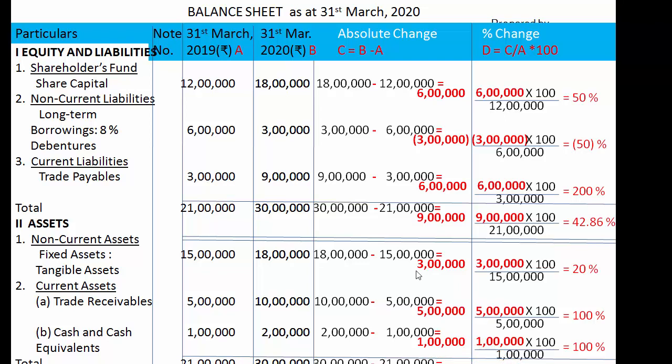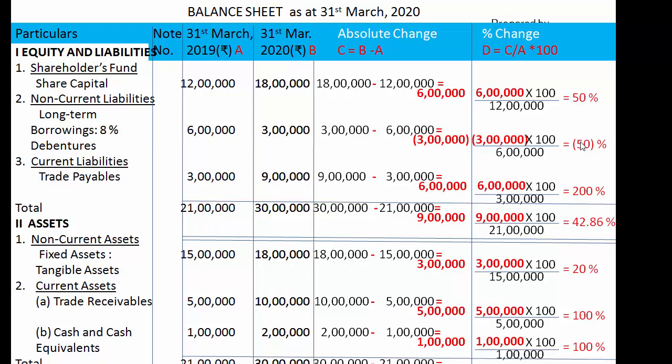Here you have to check one thing: the total of this column is 21 lakh and 21 lakh. The total of this column is 30 lakh and 30 lakh. The total of absolute change is also 9 lakh: 6 lakh plus 6 lakh minus 3 lakh is equal to 9 lakh, and 3 lakh plus 5 lakh plus 1 lakh is 9 lakh. But the total of percentage change is not equal to the total.